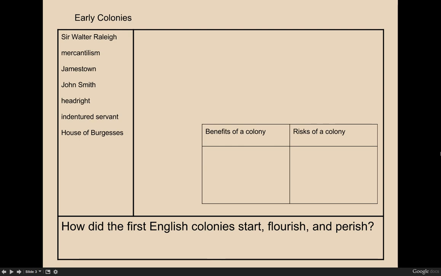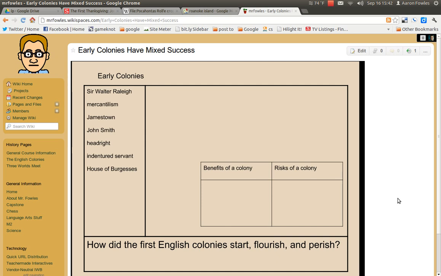And then they flourished because of the tobacco industry. The tobacco export industry made great deals of money for all those involved, but they could perish because they did not really maintain good relations with local Native American tribes. And that was a problem for Roanoke and Jamestown in different capacities. Okay, so I hope you learned a little bit about how the early colonies have had mixed success.